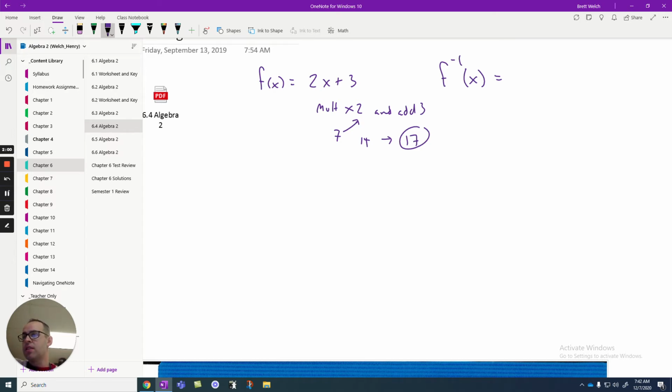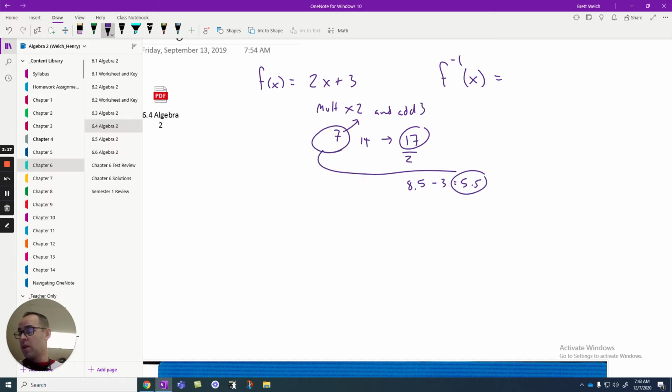Because if I just divide this by 2, the opposite of multiply by 2 is divide by 2, that gives me 8.5. And I have to add 3, well, the opposite of that is minus 3. That would give me 5.5. Is that the same thing as what I started with?